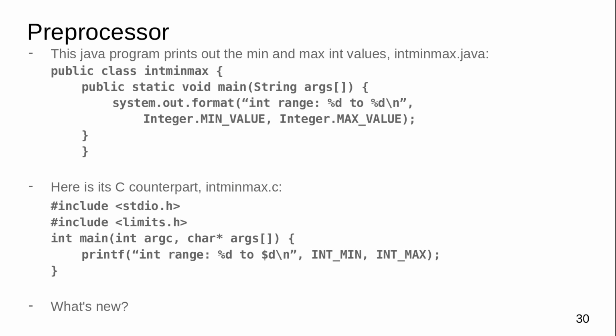Here's the C counterpart called int_min_max.c. Right here, we have our main method, and we have our printf, where we're printing out the minimum and maximum values. So what's new in this C program that we haven't seen yet? Yeah? Well, in Java, you have to call the Integer class to get it, but it seems like in C it's just its own variable or constant, I guess.